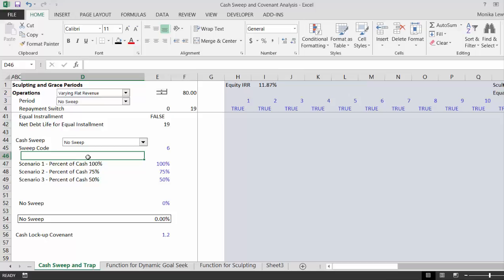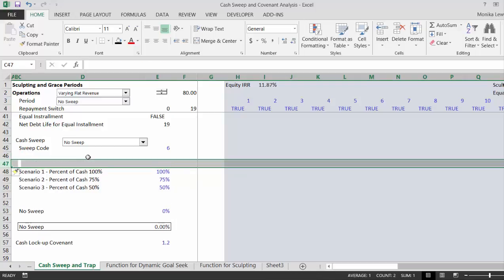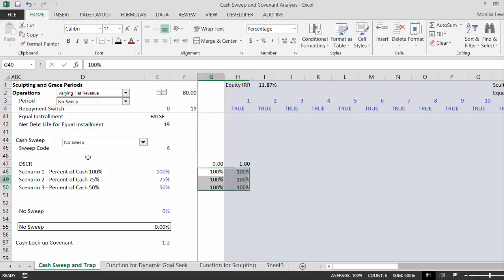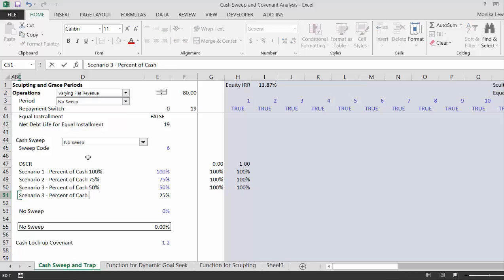Now, this would be something like this. We could put a DSCR, and if the DSCR is, let's say, we better start with 0 to 1. If it's 0 or 1, we had better have 100% sweep in every case. Okay, that's kind of stupid. Control D. And maybe, well, let's put a 25%.